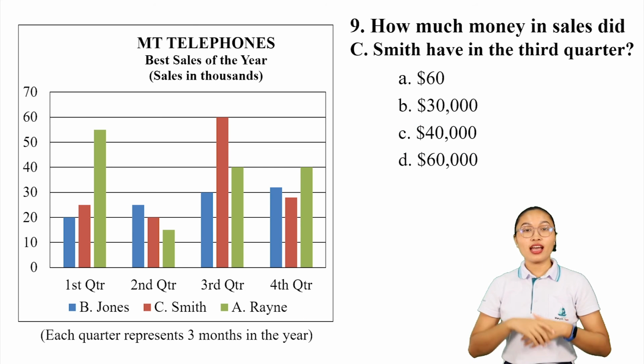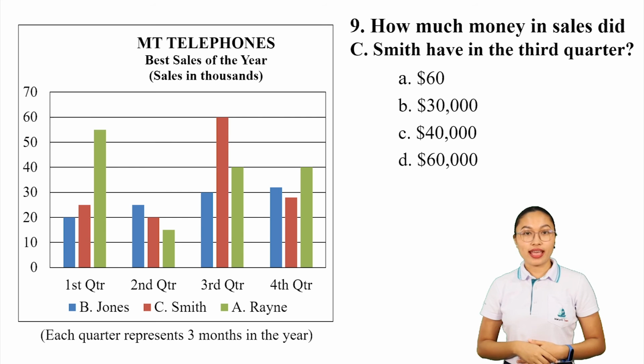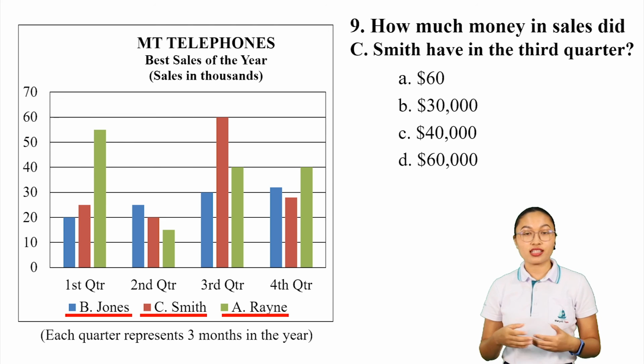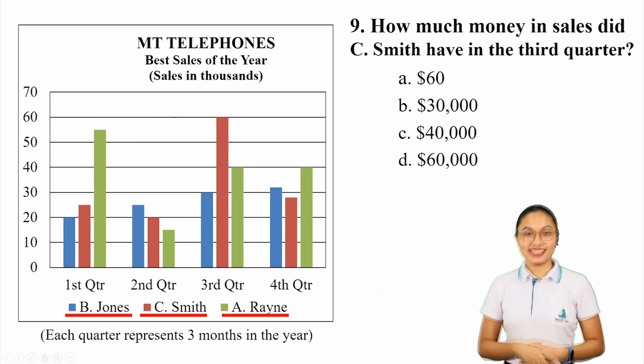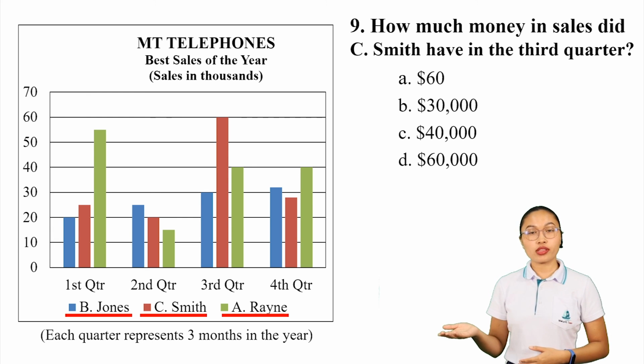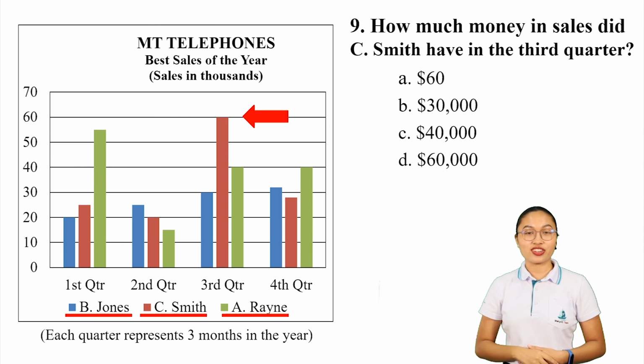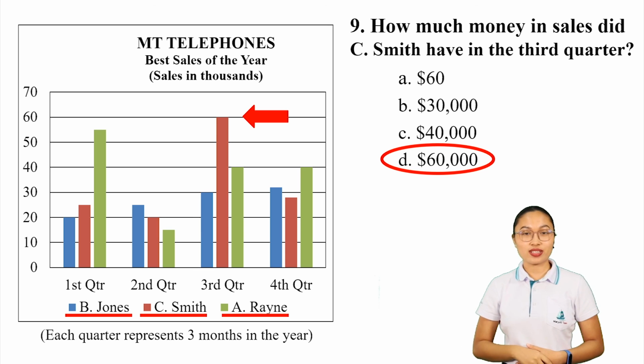Question number 9. How much money in sales did C. Smith have in the third quarter? Here, the question focuses on the person, which is represented by different colors, namely blue for B. Jones, red for C. Smith, and green for A. Rain. We need to look at C. Smith's sales in the third quarter. The numbers on the y-axis represent $1,000 of sales. Looking at the third quarter, the red bar that represents C. Smith goes up until the line on 60. Therefore, the answer is letter D, $60,000.